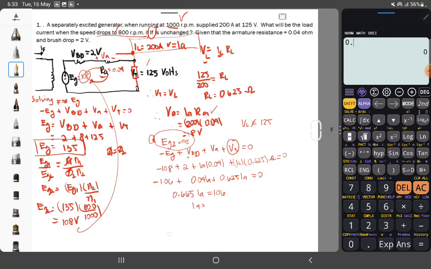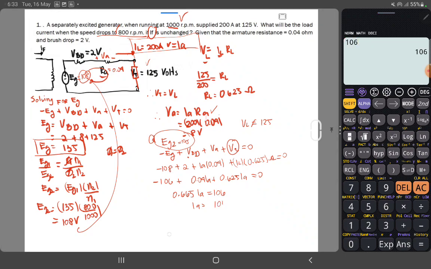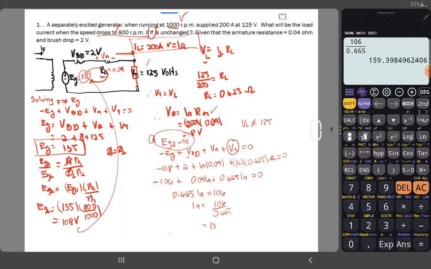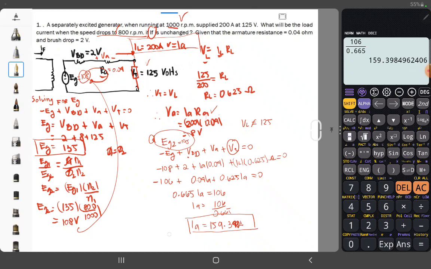106 divided by 0.665. It would yield an answer of our IA equal to 159.34 ampere. Okay, sorry. So that would be our answer.